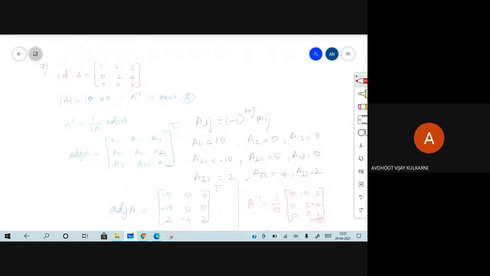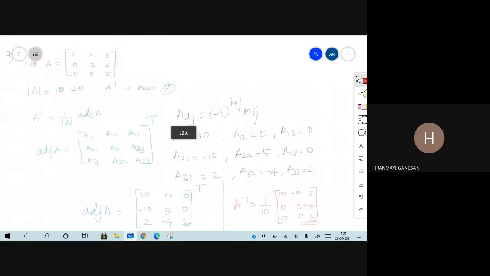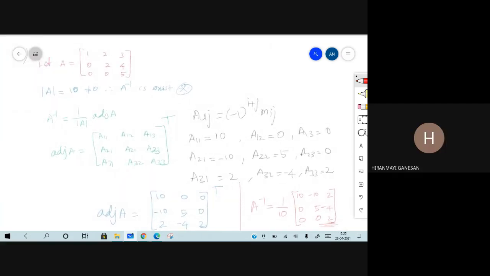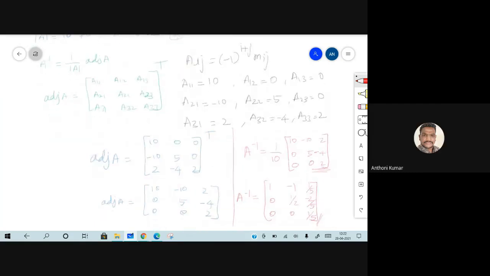Sir, while writing the adjoint of A, can we just directly write the transpose of it? Of course, you can directly write it. Take the transpose of it, writing this element as the first row, this element as the second row, this element as the third row. That's good, nothing wrong. You definitely will be writing this way. Keep this in your mind: express this as R1, this as R2, this as R3. That will give you the adjoint. So you can avoid this step.